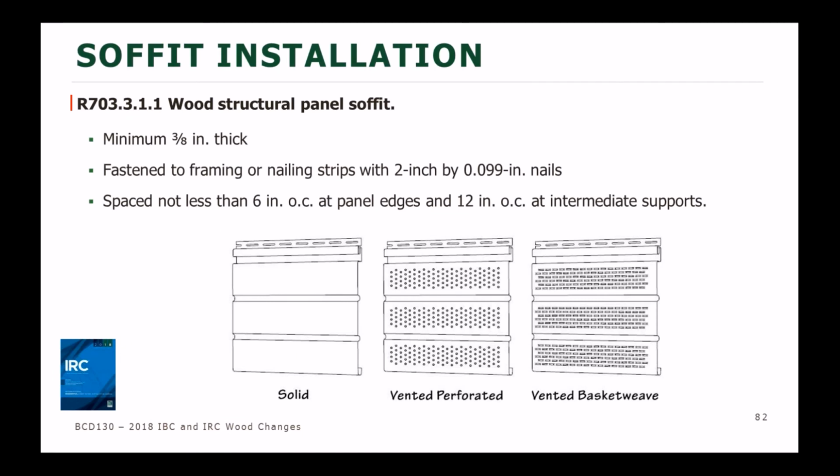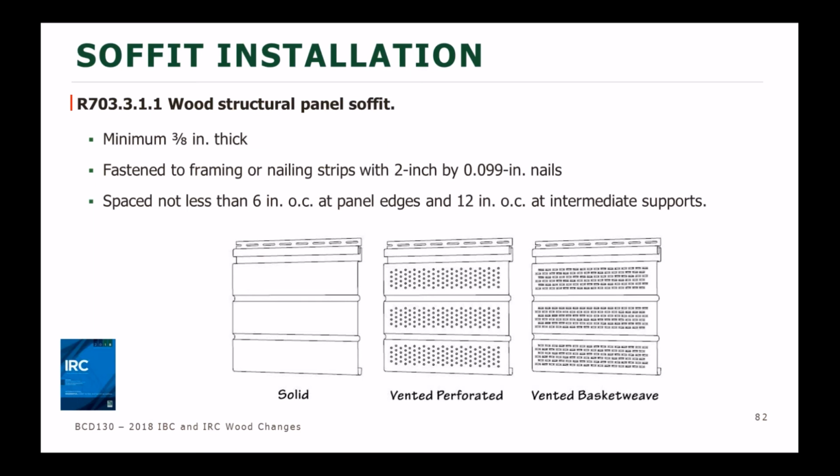Soffits typically were not wood structural panel in the past in the IRC, so we now have the addition of an option of using a wood structural panel with, same as the walls, that minimum 3/8 inch thick sheathing allowed, fastened to the framing or nailing strips with a 2 inch by 0.099 inch nail, and the nailing patterns being the same as the roof sheathing and the wall sheathing. So you're looking at 6 inches on center, 12 inches on center at intermediate supports.